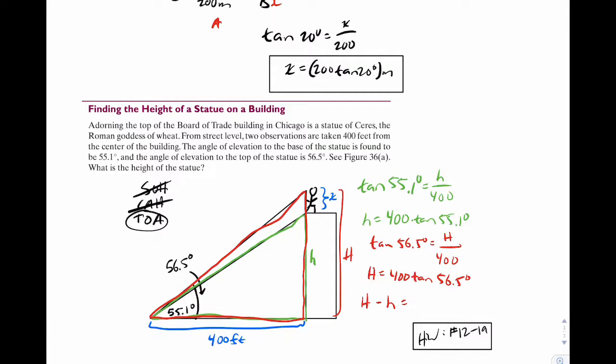So type that in your calculator. That's just going to be 400 tan 56.5 minus 400 tan 55.1 degrees. Plug that in, get your number, and then you're going to label it with feet. So blank feet. And that's your answer.